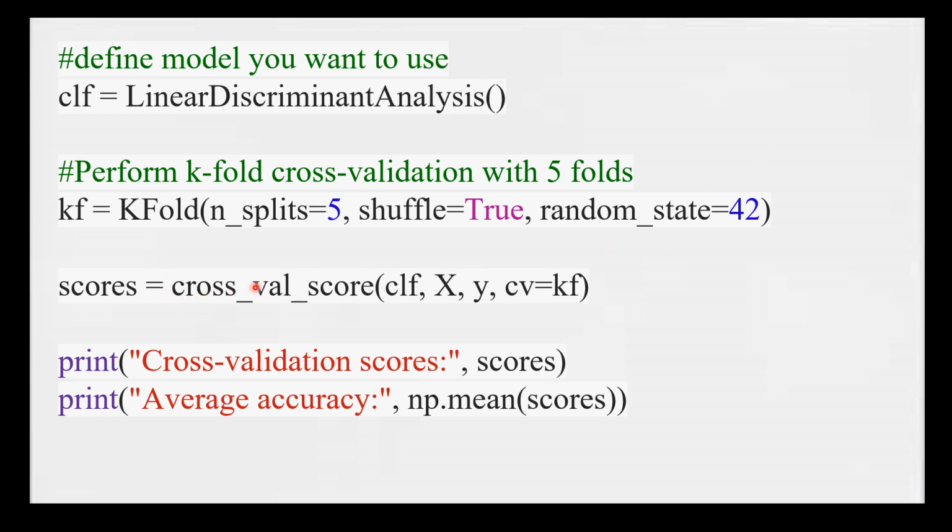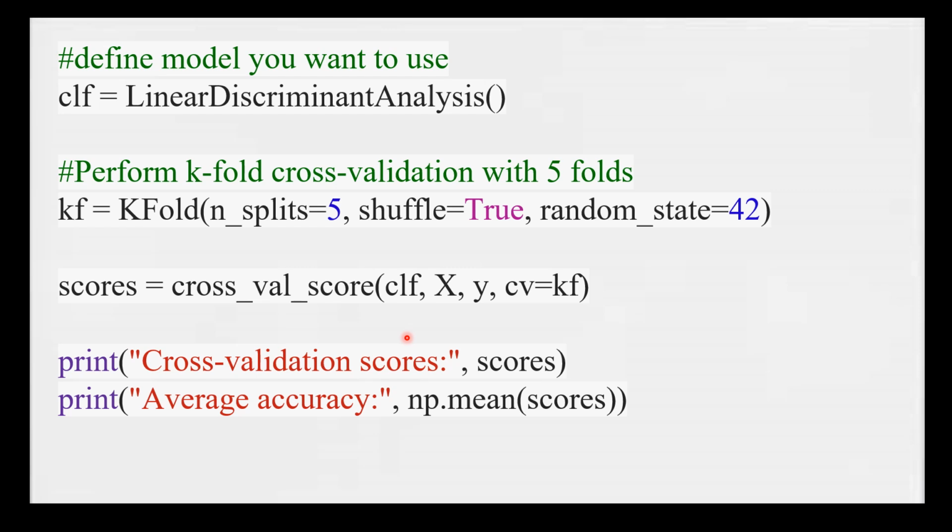Then we will evaluate the model. The cross_val_score function from sklearn.model_selection is used to evaluate the model performance on each fold, and this function returns an array of accuracy scores for each fold. You can print the average accuracy also.